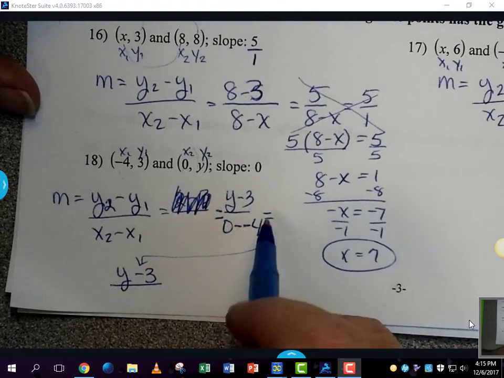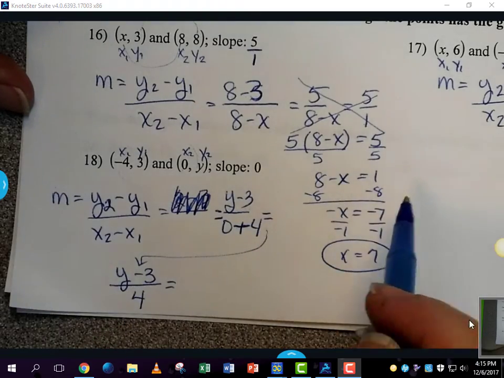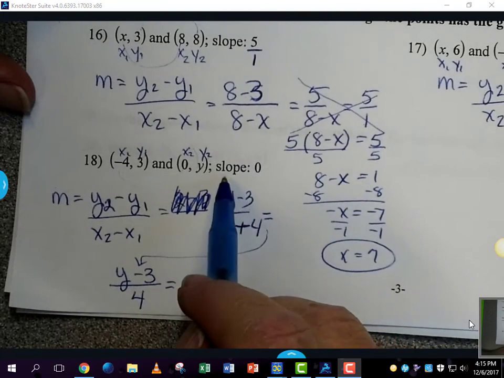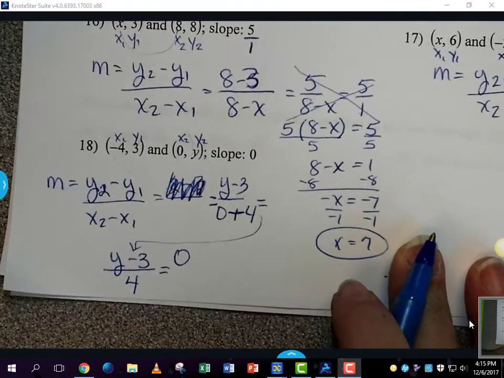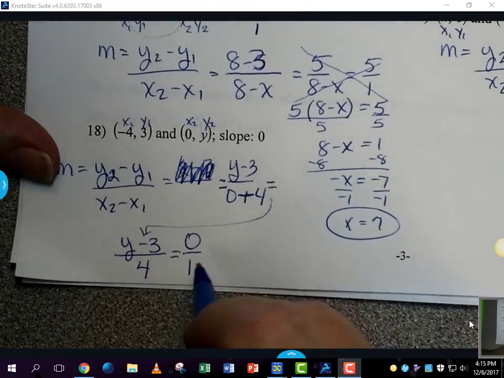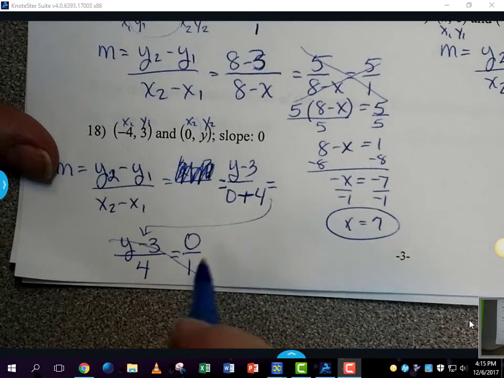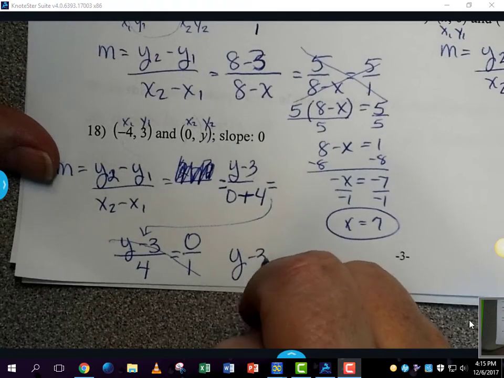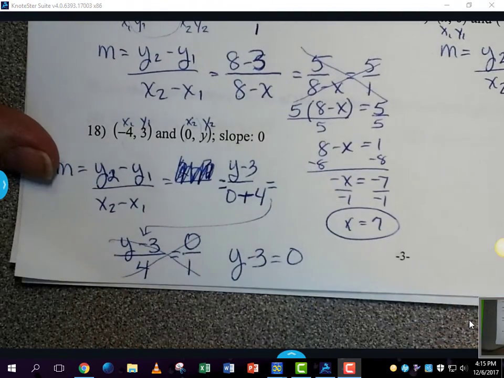0 minus negative 4. When you subtract a negative, it's really adding. And then what do I set that equal to? Slope of 0. That means the numerator is 0, and it does not matter what the denominator is. If you have to have a number, use 1. Then you can cross multiply if you want, because that would give me y minus 3 times 1, which is going to be y minus 3, and 4 times 0, which is 0.